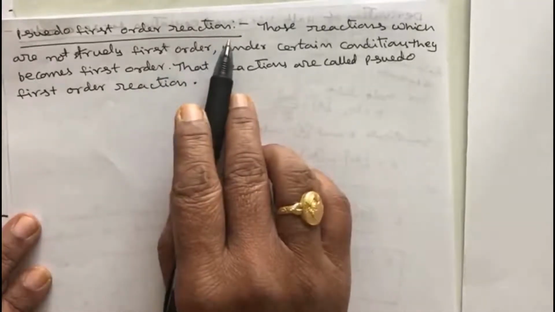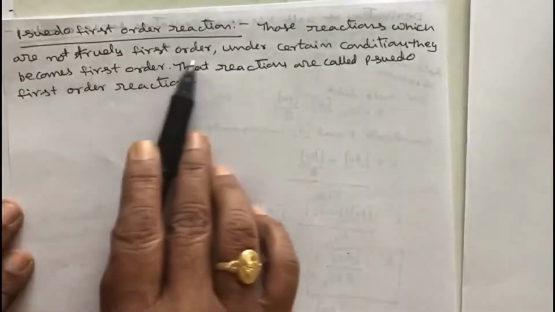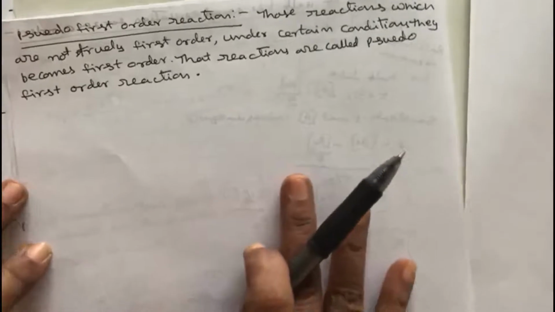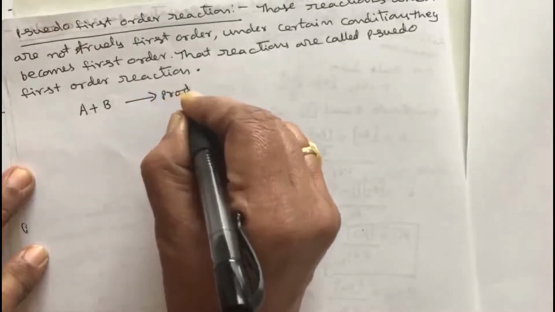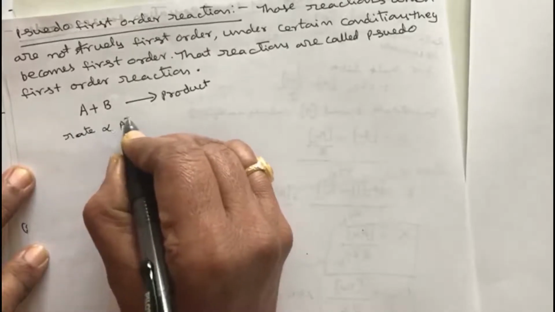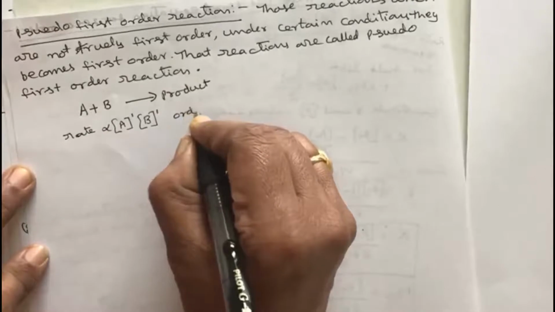Pseudo first order reaction. Now the definition is those reactions which are not truly first order, but under certain conditions they become first order reactions. Those reactions are called pseudo first order reactions. Now I explain with one example. A plus B gives product. Now we write rate equation for the above equation. Rate is proportional to A concentration power 1, B concentration power 1. Now for this equation the order is 2.